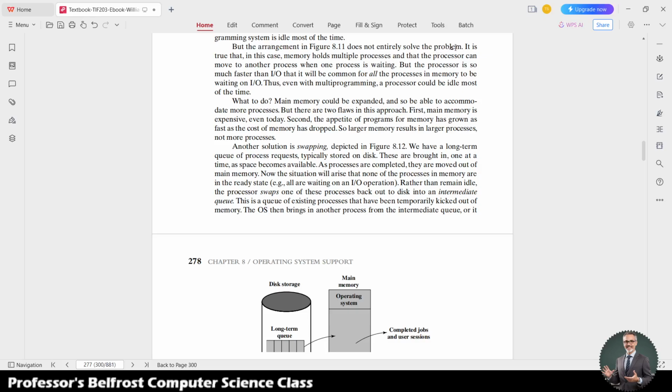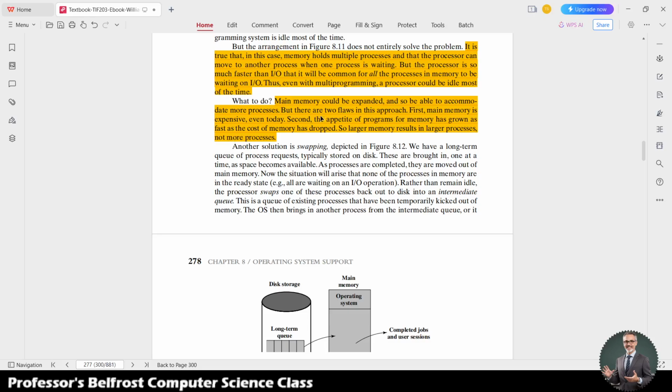You see, the problem is here. It's true that in this case, memory holds multiple processes and the processor can move to another process when one process is waiting, but the processor is so much faster than I/O that it could be common for all the processes in memory to be waiting on I/O, and the processor could be idle most of the time. So what to do? First, main memory could be expanded to accommodate more processes. But there are two flaws in this approach. First, memory is expensive. Second, the appetite of programs for memory has grown as fast as the cost of memory has dropped.